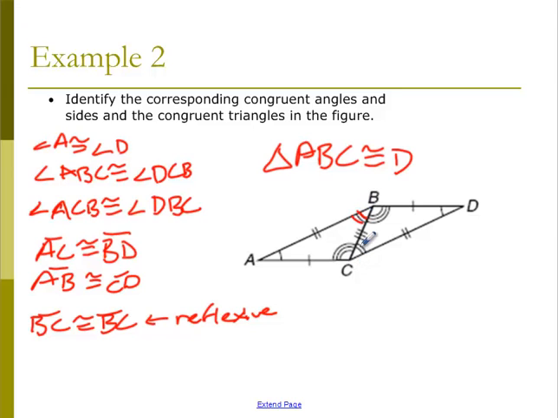This angle with 2 marks matches with this angle with 2 marks. The vertex of that is C. And then B is last. And I forgot the little triangle symbol, so let's squeeze that in.